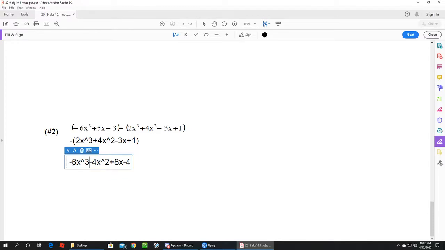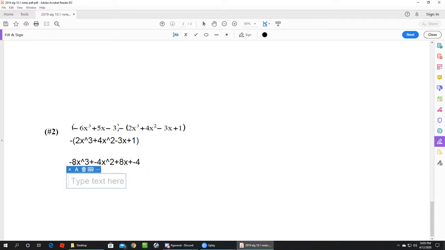It'd be negative 8x to the third minus 4x to the second plus 8x minus 4, right? That's the same thing as having the plus signs in front of the negative ones, right? It's the exact same thing. We knew about this before. So write it either way. It really doesn't matter as long as you're able to separate these different terms, right? Because then it'll be easier to write what it is.